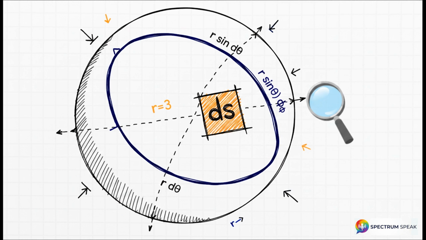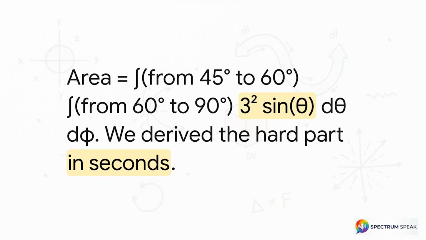We just multiply them together, and what do we get? r² sin φ dθ dφ. That's our dS. No memorization needed, just a simple derivation on the spot. And here's the final step, beautifully laid out. We just plug in our constant radius, r equals 3, and then we set up the double integral using the bounds for theta and phi that they gave us in the problem. And just like that, the problem is now just a standard integration exercise. We derived the hard part in, what, a few seconds?